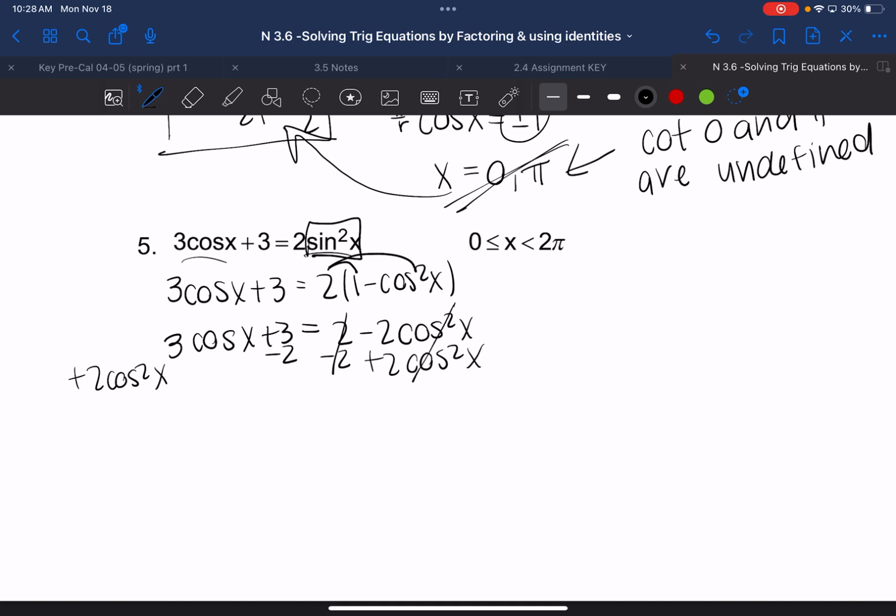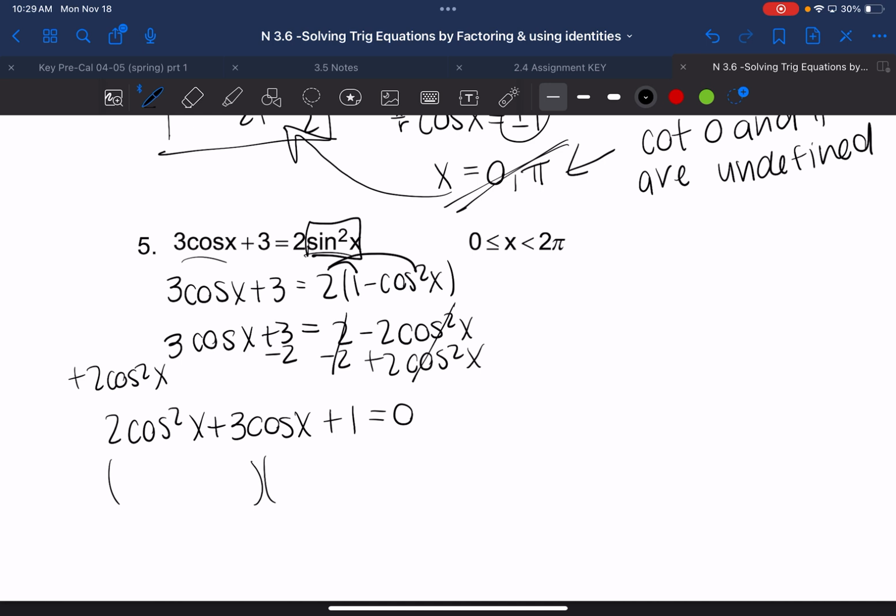Okay, so there are no other square terms on the other side, right? No like terms to add it to. So it'll just be 2 cosine squared of x. Then we have that 3 cosine of x that was already there. We had a 3 over there, and then we subtracted a 2, and those are like terms, right? So 3 minus 2 would give us 1. And now that's set equal to 0. So now we can factor it.